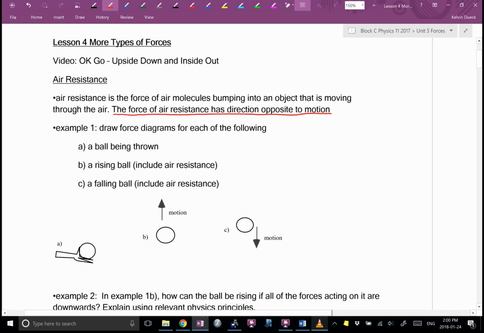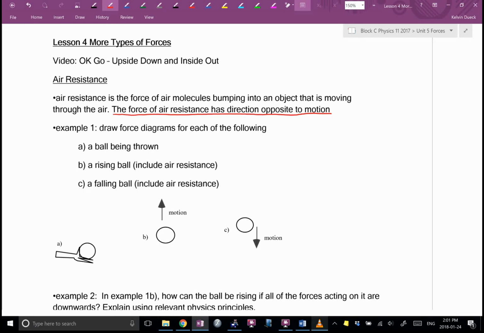Which way is air resistance? Which way is the object moving? It's in the other direction. Okay? So we can draw free body diagrams for the following three situations. Situation A is the ball being thrown. That's while it's in my hand. In fact, look up. I'm talking about this part right here.